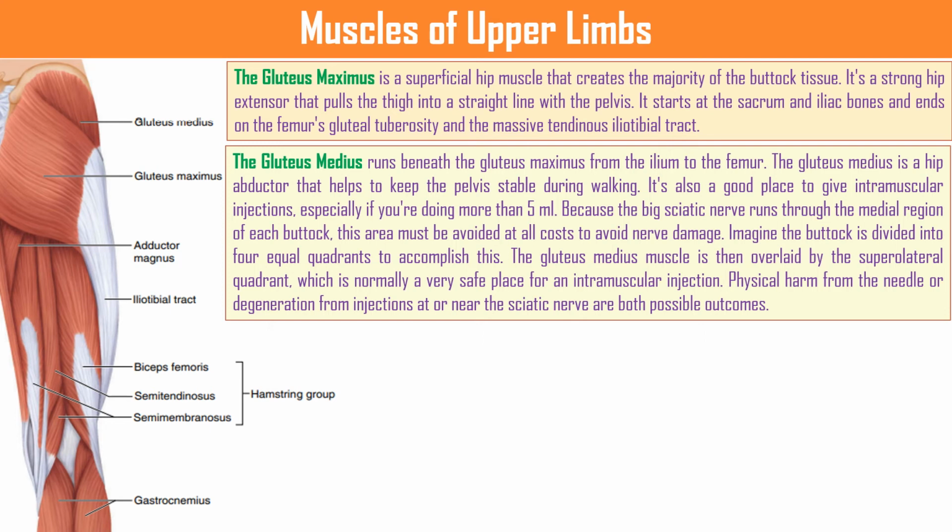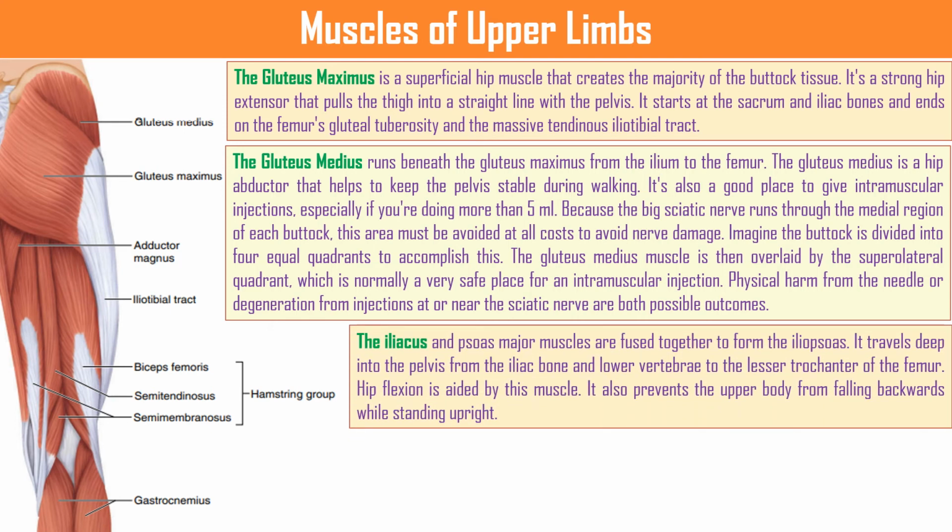Physical harm from the needle or degeneration of the nerve from injection at or near the sciatic nerve are both possible outcomes. Then we have the iliacus and psoas major muscles, which are fused together to form the iliopsoas. It travels deep into the pelvis from the iliac bone and lower vertebra to the lesser trochanter of the femur. It aids flexion, and it also prevents the upper body from falling backward while standing upright.